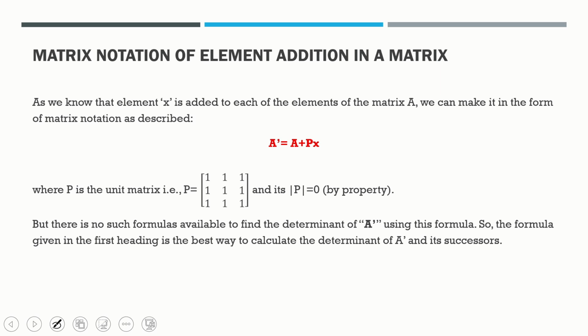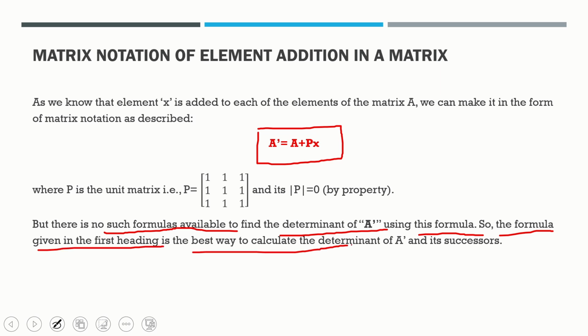So as you see, this is the matrix notation. I have just written it there, and here you just write it in this form. Okay. So as you see, there are no such formulas available to find the determinant of A dash using this formula. So the formula given in the first heading is the best way to calculate the determinant. The formula, which is A power n equal to A plus S6.